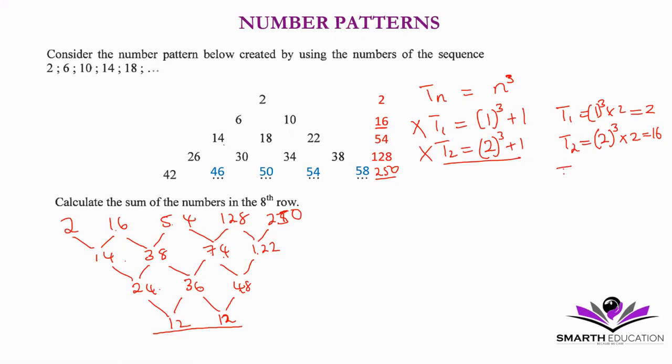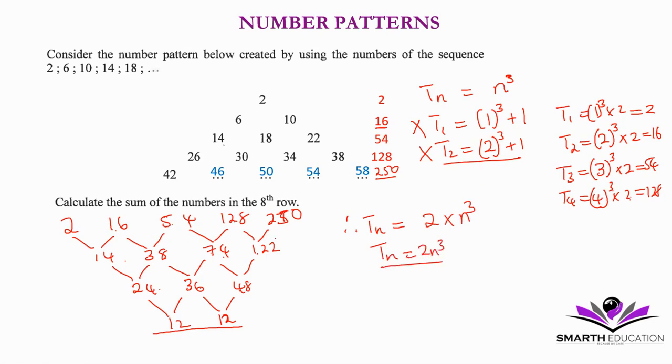Let's check T3. T3 is 3 cubed, which is 27. 27 times 2 is equal to 54. Okay, this one is working. T4 is equal to 4 cubed times 2. 4 cubed is 64. 64 times 2 is 128. So it means you have to cube the position number and then multiply it by 2. We have to cube n and multiply by 2. Therefore, Tn is equal to 2 times n cubed. So you can write Tn is equal to 2n cubed.